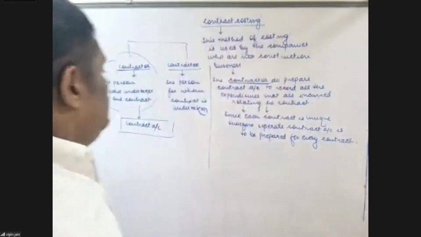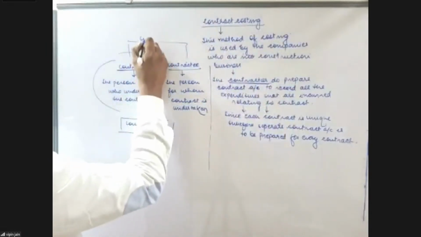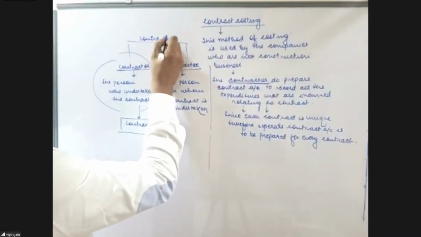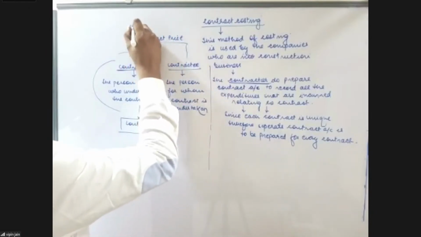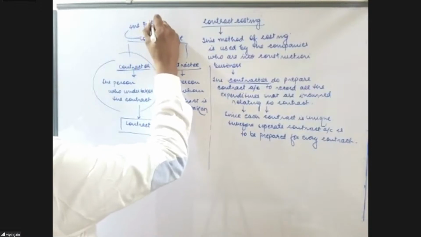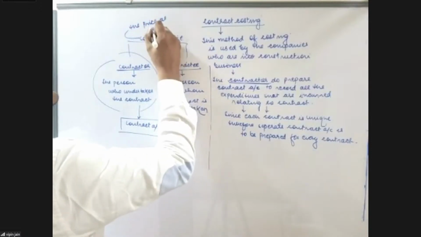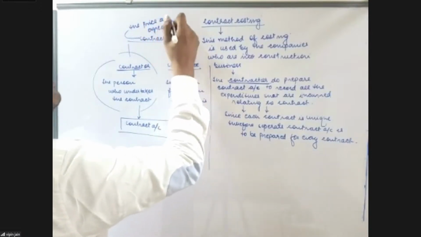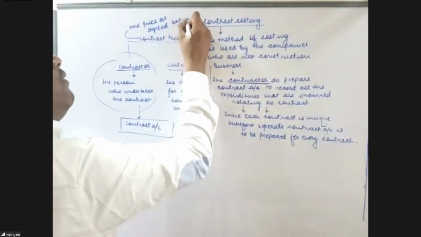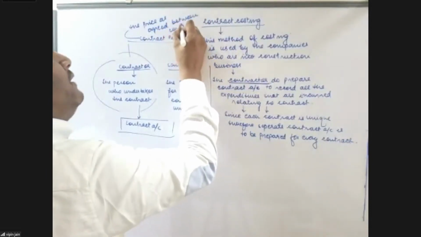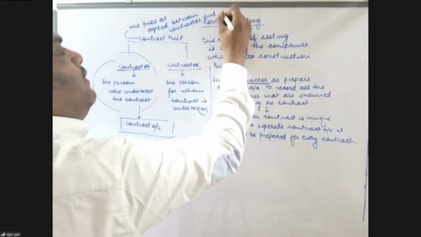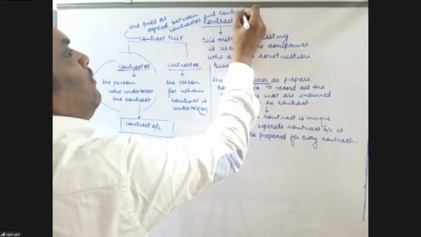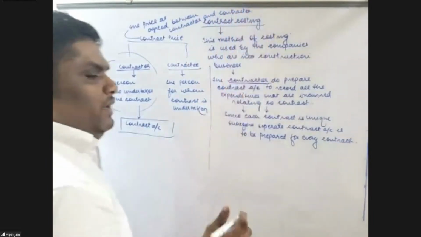So the third term, contract price. What is contract price? The price as agreed between contractor and contractee is the contract price. So three terms, guys.